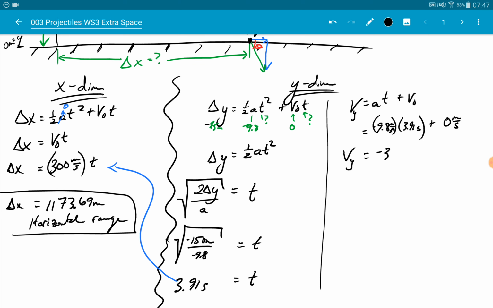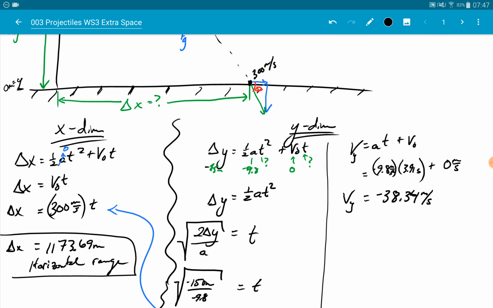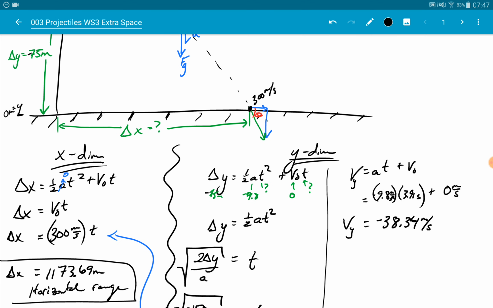And so this is negative 38.34 meters per second. Remember, I'm using the whole string of values for the time, not the rounded bit. And I asked myself, what does this negative mean? Well, the negative means it's just pointing down, like we already drew that. So I'll go ahead and put that as the magnitude there. The magnitude is 38.34. I already have the direction as pointing straight down there, meters per second.